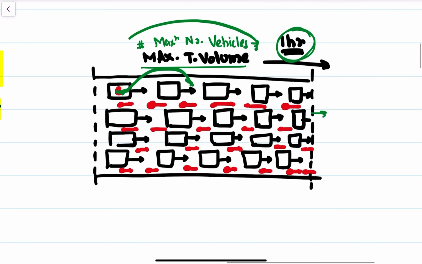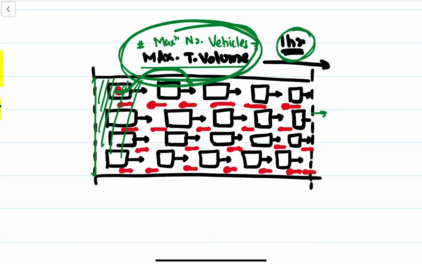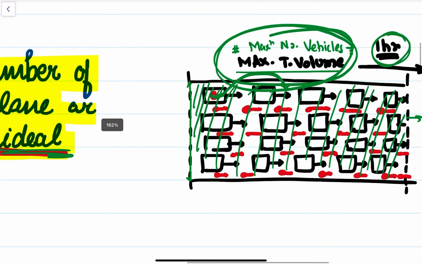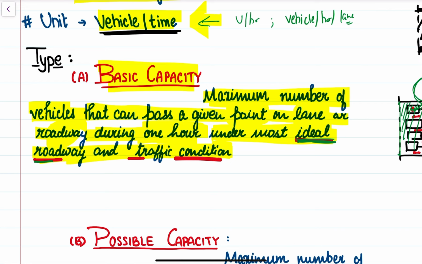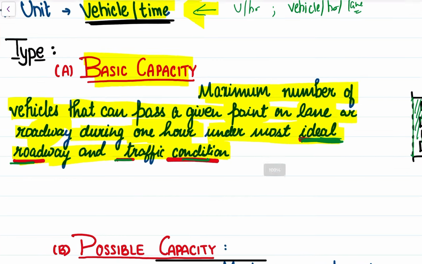At that time, whatever traffic volume we get is termed the basic capacity of the specific roadway. Again, I am repeating, the traffic capacity takes the road as the point of reference. So when this happens, that is called the basic capacity. It is the ideal roadway traffic condition.